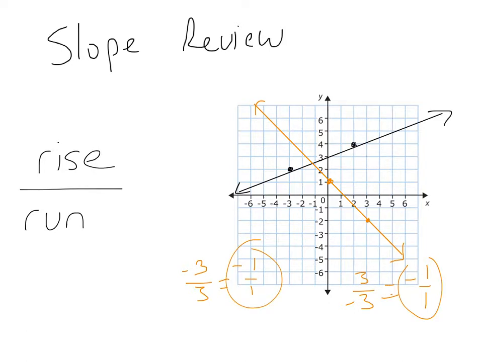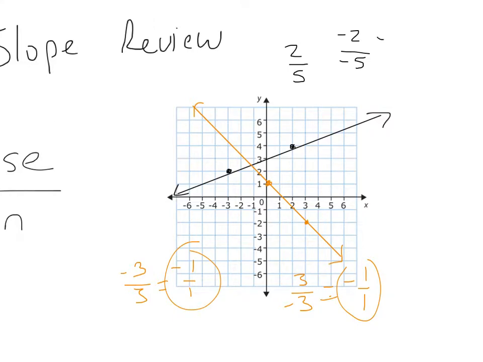Now the black one. To go from here to here, I would rise 1, 2, and then run 1, 2, 3, 4, 5. So we're going to have a 2 over 5. Or I could go from here to here, in which case I would rise -2, and then I would run 1, 2, 3, 4, -5, because to the left means negative. What's a negative over a negative? We know that translates into a positive over a positive. So same thing both times.